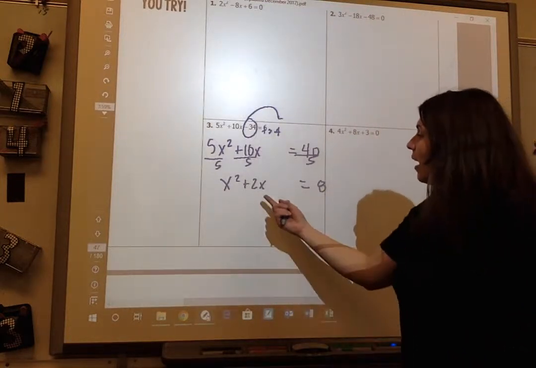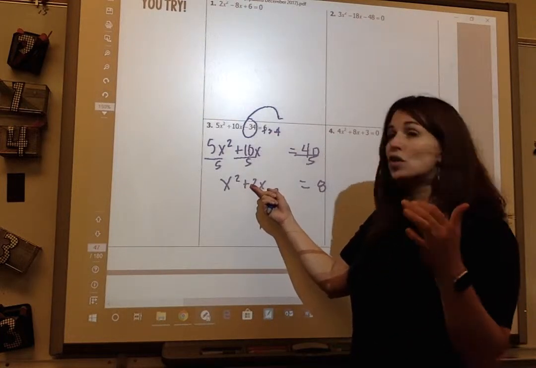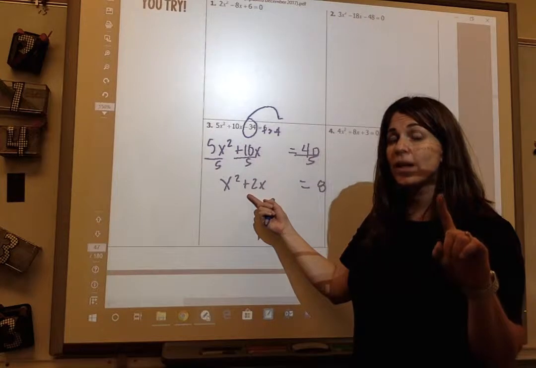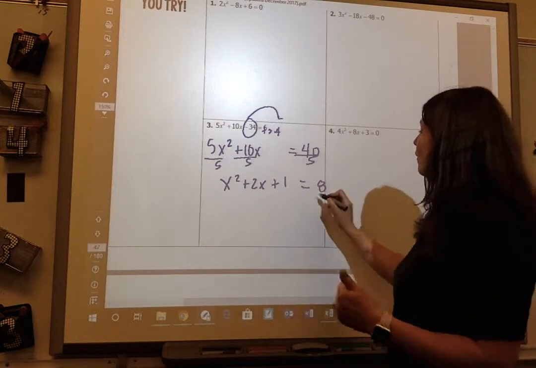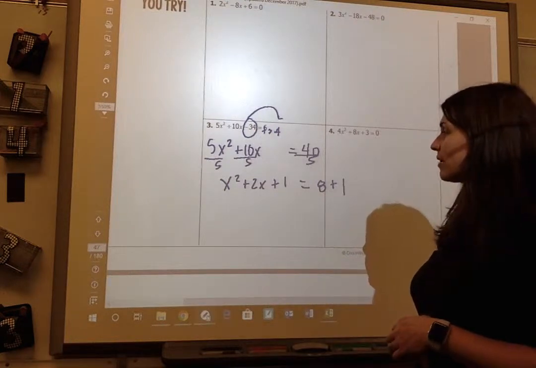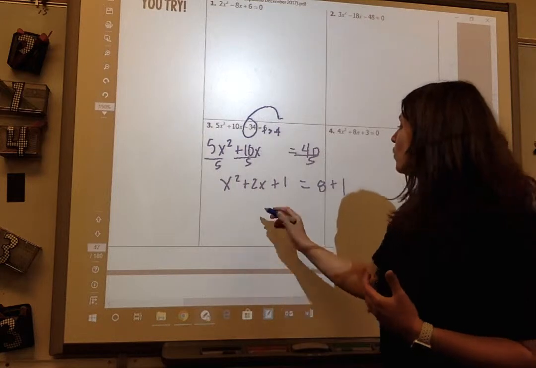Now, I'm going to find this constant term. So I take this, I'm going to take 2, divide it by 2, which is 1, and square it. 1 squared is 1. So I'm going to add 1 here. Whatever you do to one side, you do to the other side. That's that equality piece. Now I'm going to factor this to make it a perfect trinomial square.